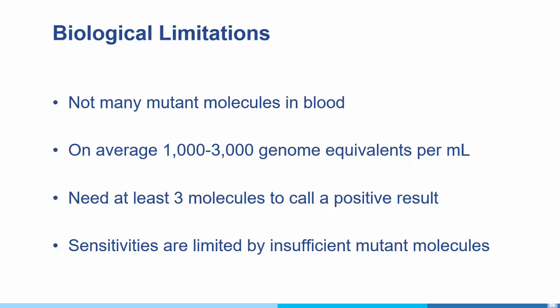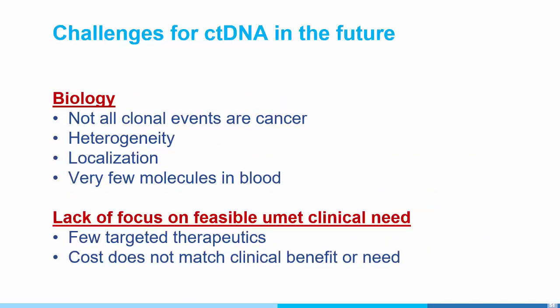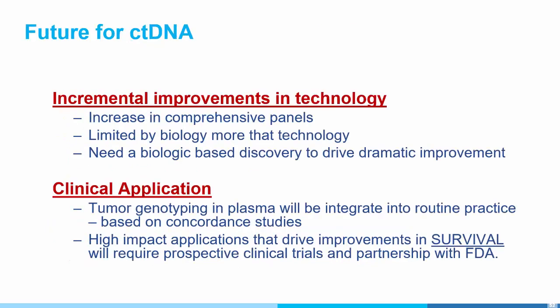That's one thing I see as we begin to commercialize this: people are saying, we have a sensitivity of this, this, and this. There's still that biological limitation. So the challenges: not all clonal events are cancer, heterogeneity, localization, and very few molecules in the blood. We want to focus on unmet clinical needs. There are few targeted therapeutics, and currently the costs don't match the clinical benefits. I think we really have to focus on early stage disease and minimal residual disease as well. There'll be incremental improvements in ctDNA technology and use of comprehensive panels, but we're limited by biology more than technology. We need a biological-based discovery to drive dramatic improvements in our ability to detect things.